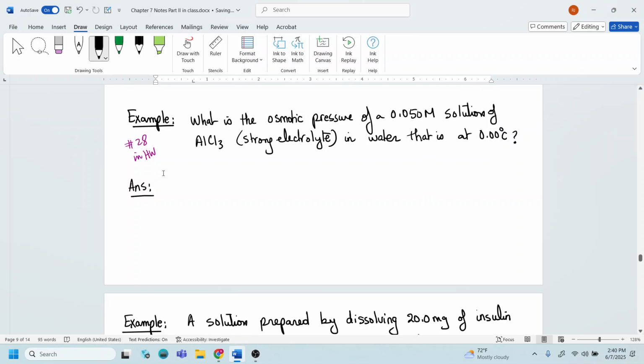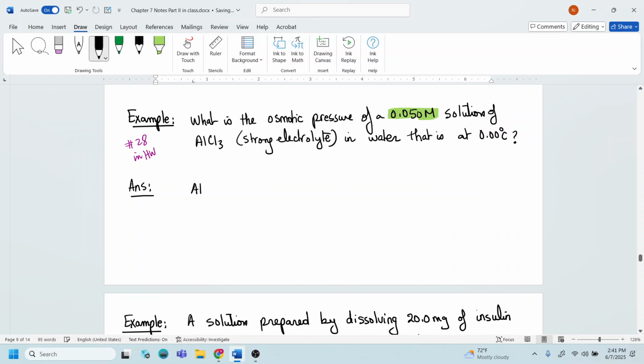Let's have another example. This is similar to number 28 in your homework. What is the osmotic pressure of that much concentration solution of aluminum chloride? So aluminum chloride is what? Aluminum chloride is a strong electrolyte, right?